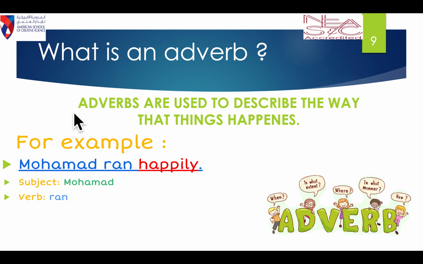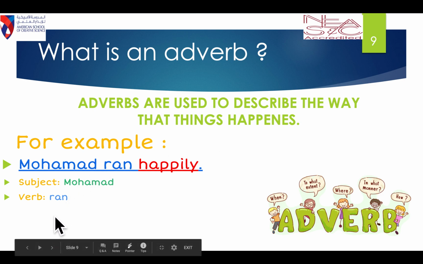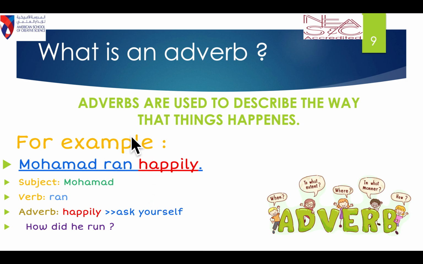How did he run? An adverb tells us how the action happened, the way things happen. So Muhammad ran. How did he run? What is our adverb? Happily. You need to ask yourself, how did he run? How did the subject do the action? How did Muhammad run? Muhammad ran happily. So that's our adverb. All right?